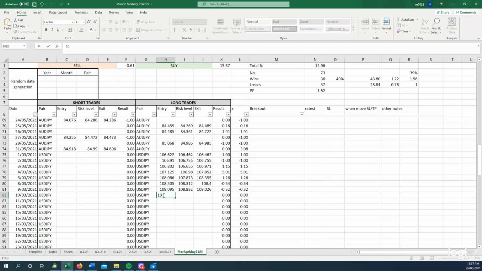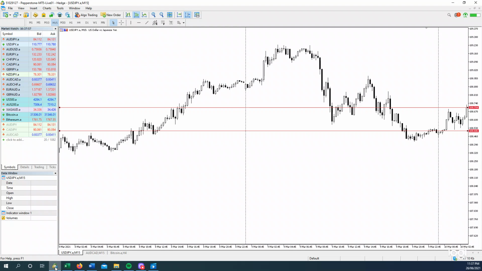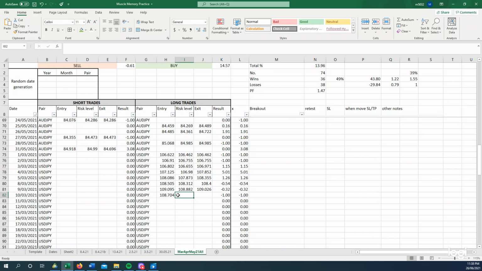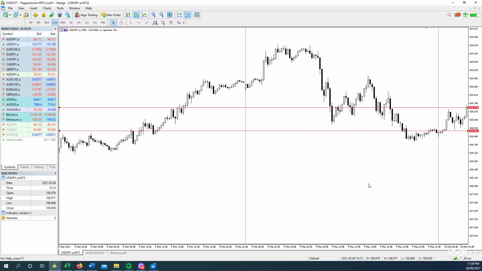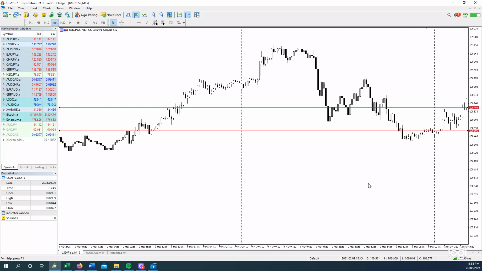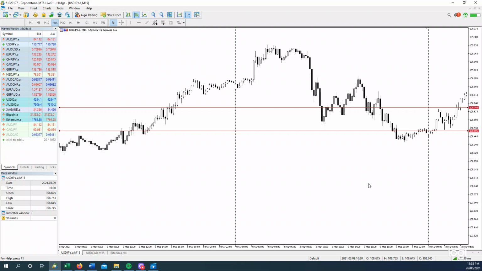108,704, and my risk level is 108,506. So go back here, 108,506. Now, one bar at a time, and get in the mind frame of you actually trading money on this.